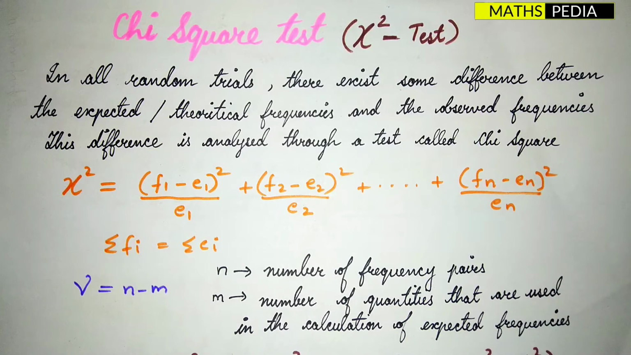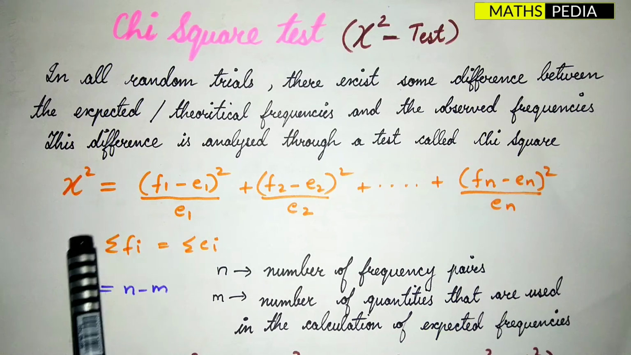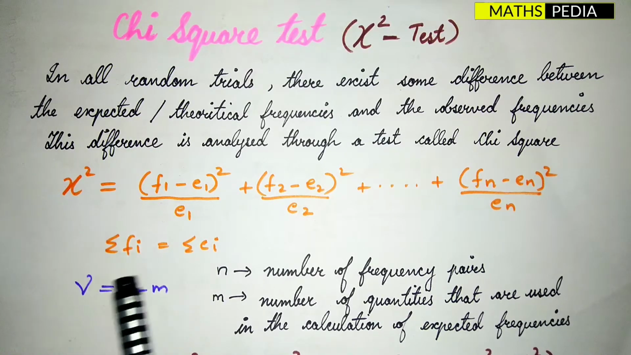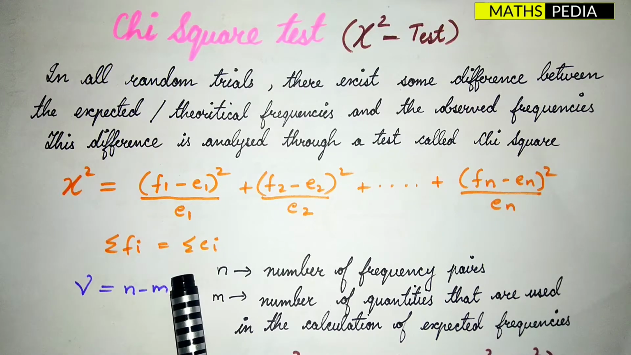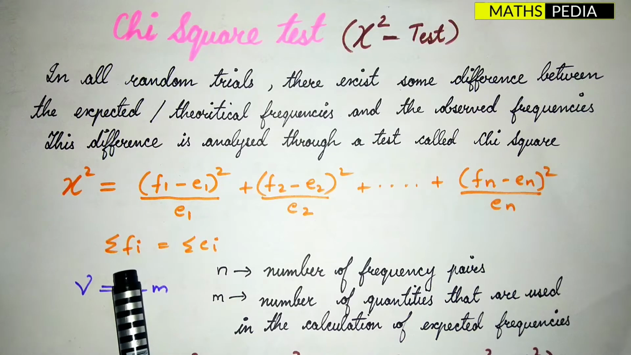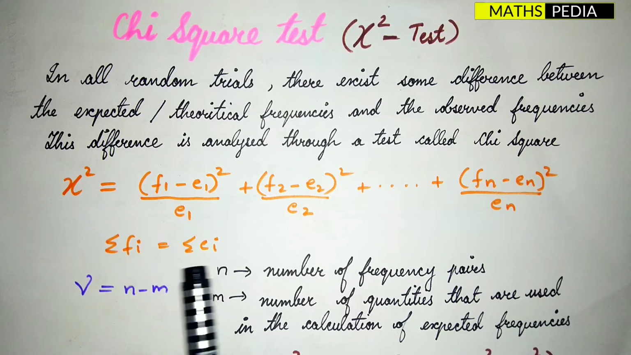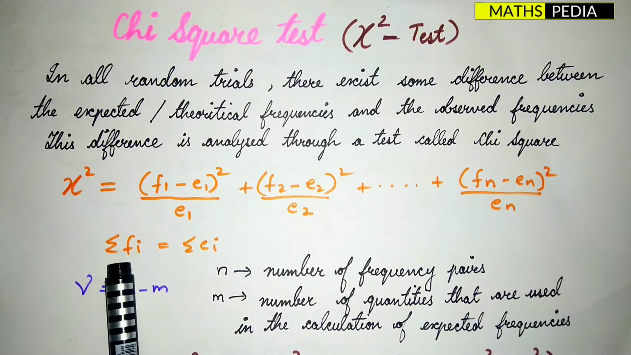Here we have to note one thing: this formula is applicable whenever the summation of Fi, or we can say Oi, is equal to the summation of Ei. That means the summation of the expected frequencies will be equal to the summation of observed frequencies. Then we can go for this formula.